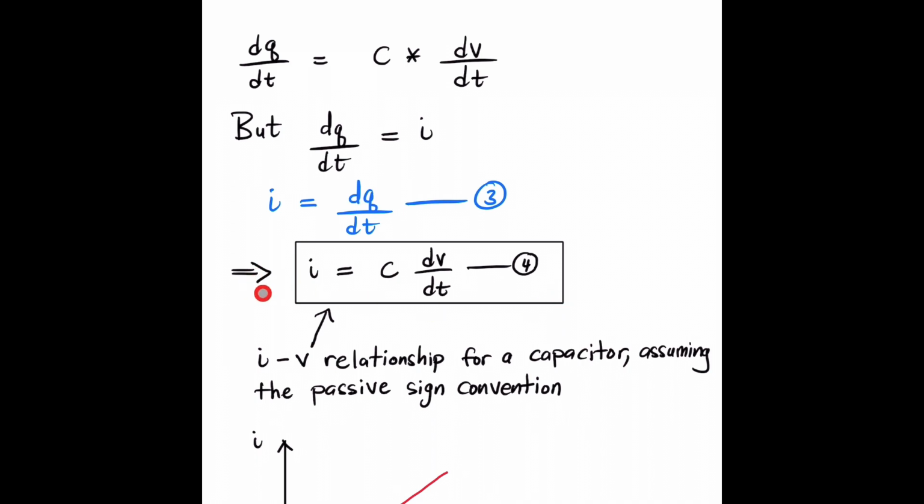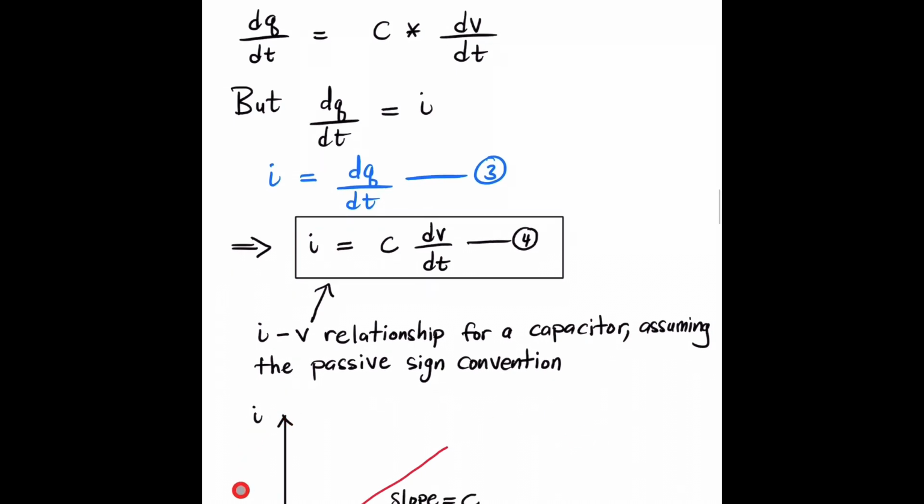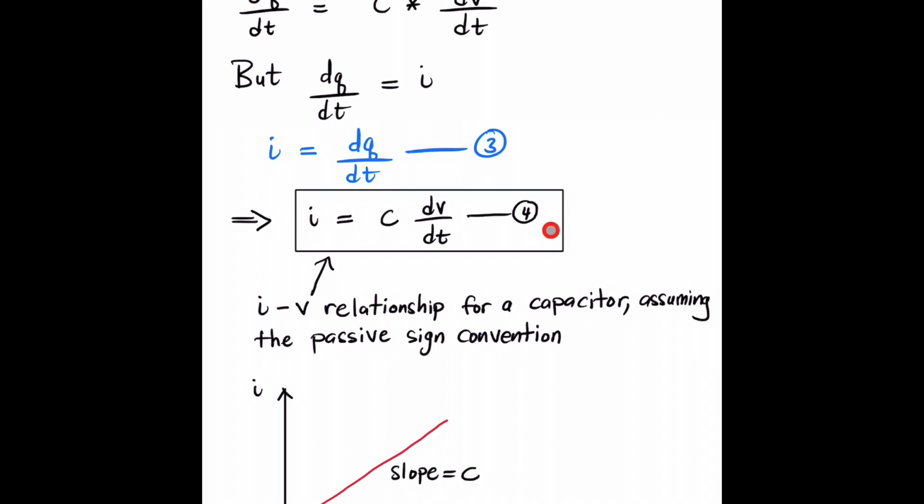This implies that the current, which is this guy, is equal to the capacitance times the derivative of the voltage. So that is equation 4. And this is the current-voltage relationship for a capacitor, assuming the passive sign convention. So that is equation 4.